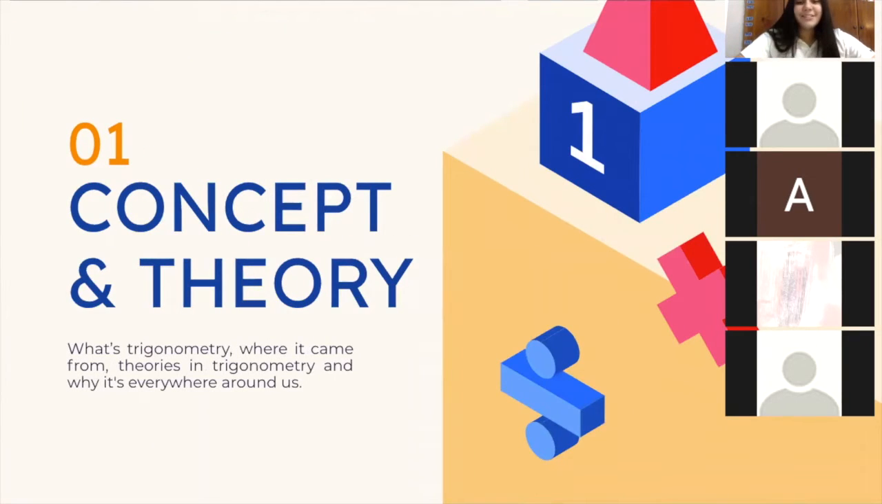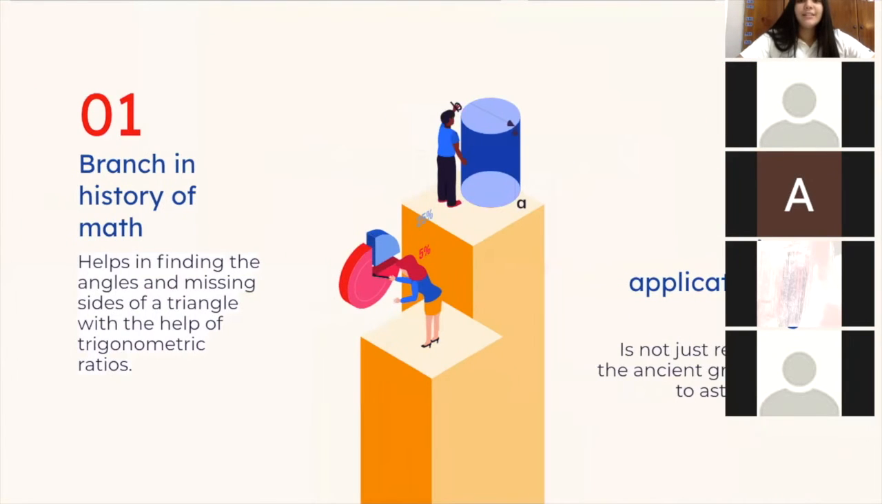As just mentioned earlier, trigonometry is one of the most important branches in the history of mathematics, and this concept is given by a great mathematician, Hipparchus. Here, we will study the relationship between the sides and angles of a right-angled triangle. The basics of trigonometry define 3 primary functions, which are sine, cosine, and tangent. This is one of those divisions in mathematics that helps in finding the angles and missing sides of a triangle with the help of trigonometric ratios.